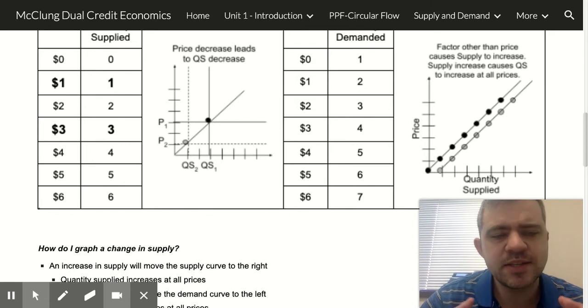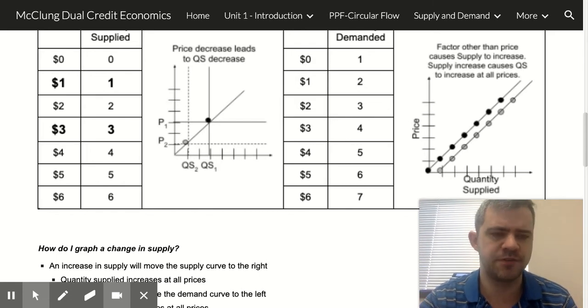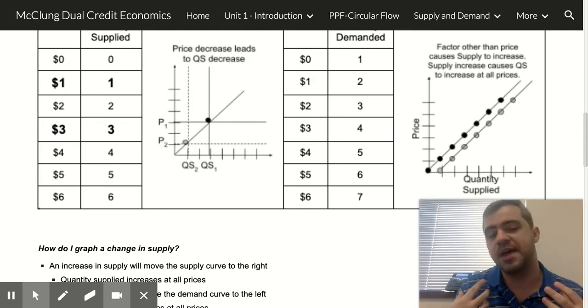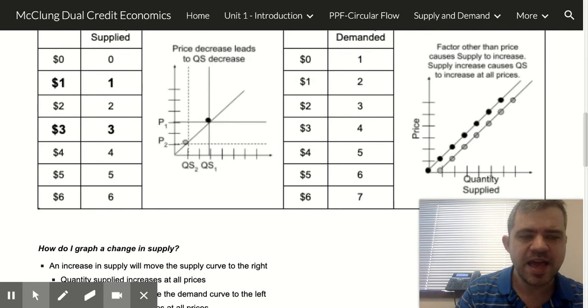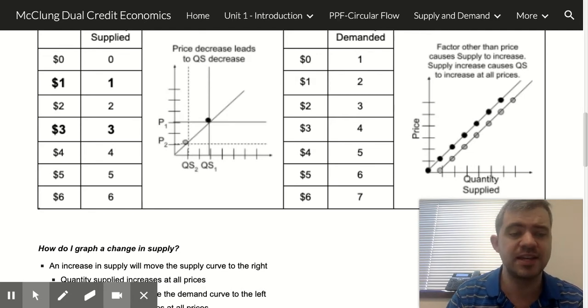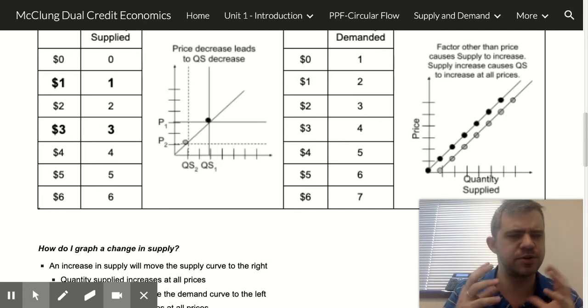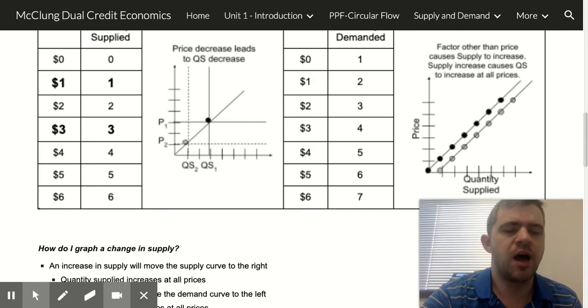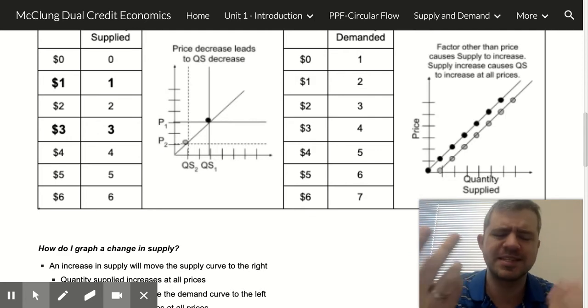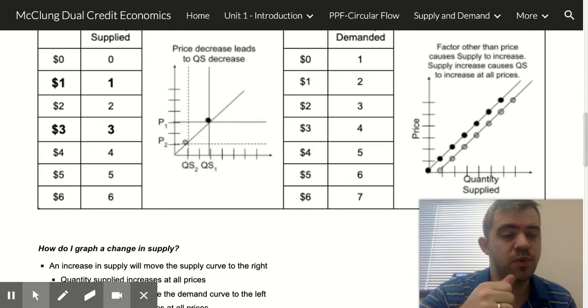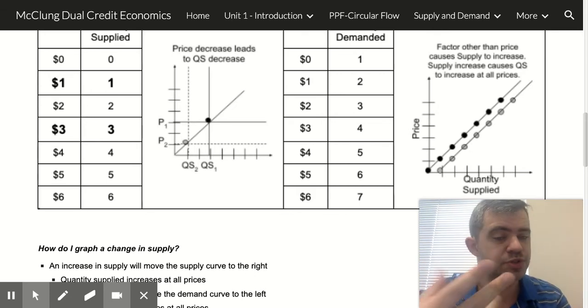Now, a good way to think about when supply would shift is, with demand, it had to do with how much you wanted a good or service. With supply, it all has to do with how easy it is to produce a good or service. It all has to do with production. So when you're trying to figure out, hey, is this demand? Is this supply? If it has to do with how easy it is to produce the good, that's when it's going to be supply.